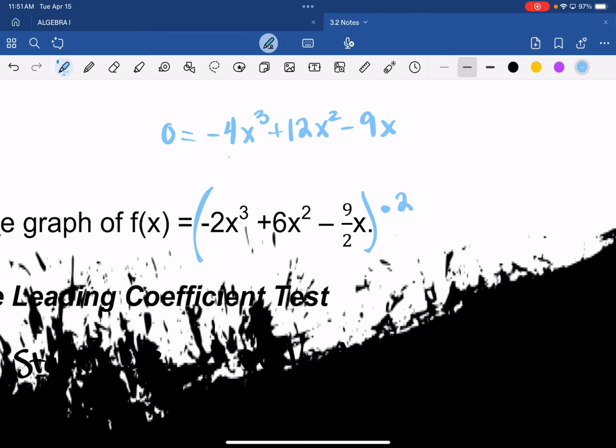All to the left and right, what does that mean?